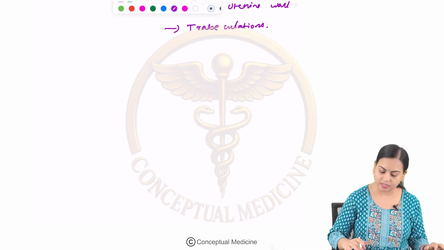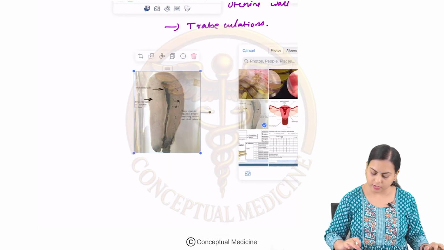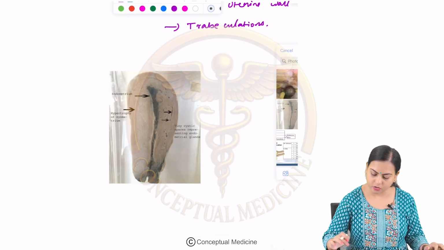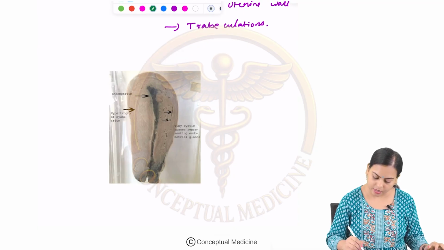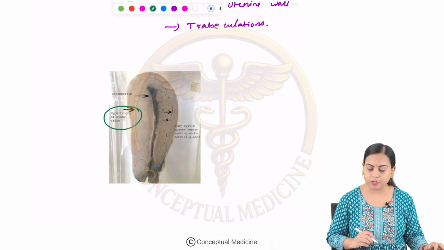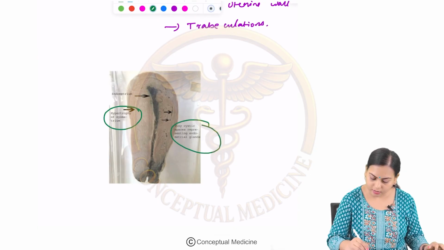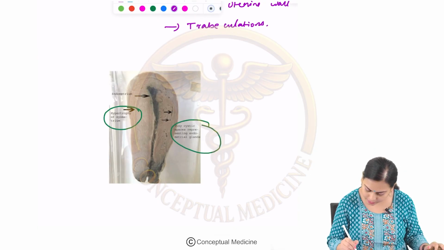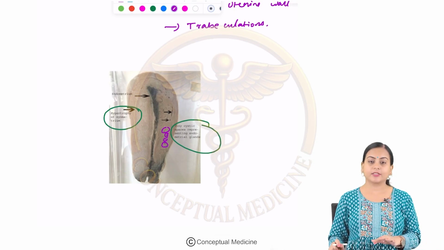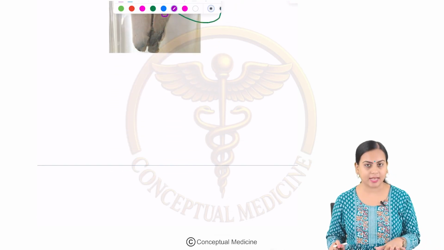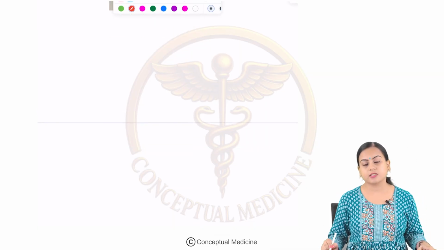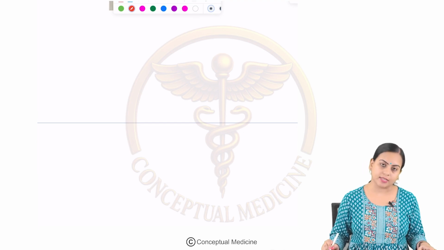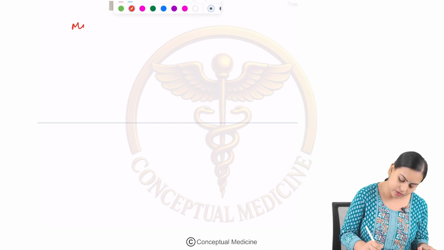Clear? Now, this is one picture of adenomyosis where you are able to see the hypertrophy of the myometrium, and these are the tiny cystic spaces. I hope you are able to see. These tiny cystic spaces represent the endometrial glands, right? Fine. Now, let's discuss the microscopic appearance in case of adenomyosis.